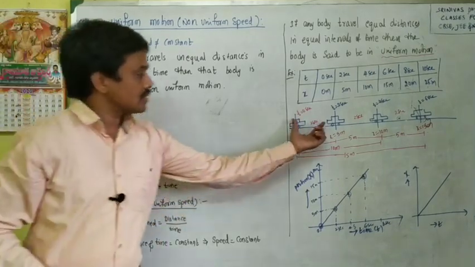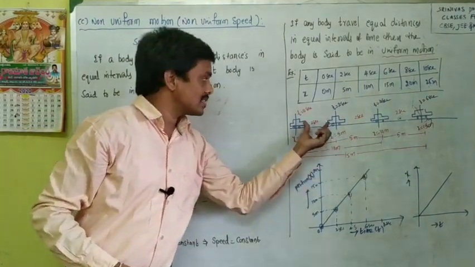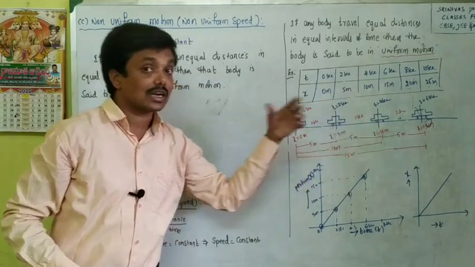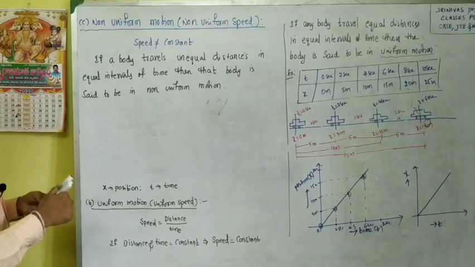First 2 seconds 10 meters, next 2 seconds 15 meters, next 2 seconds 20 meters. Okay, here first 2 seconds 5 meters, second 2 seconds 5 meters, third 2 seconds 5 meters, means always equal time, equal distance. And equal time, unequal distances means that is non-uniform motion. How the graph will be there, right?